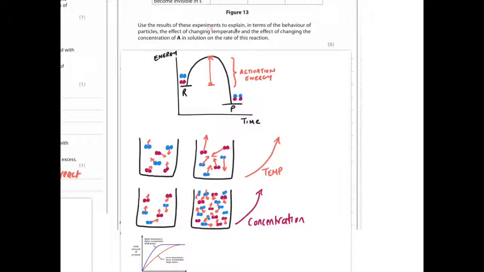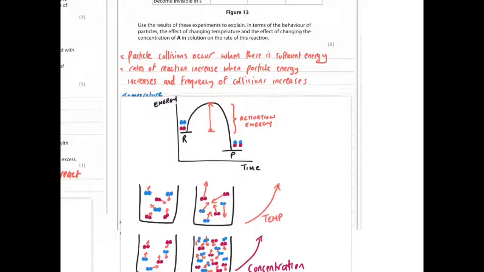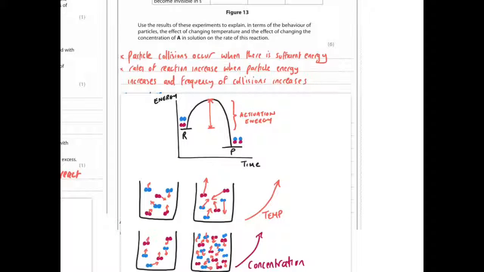So, use the results of the experiments to explain, in terms of the behaviour of particles, the effect of changing temperature and the effect of changing concentration. Firstly, we have to start by explaining the basis of chemical reactions. Particle collisions occur when there is sufficient energy. So when there's enough energy, particles will collide. Rates of reaction increase when particle energy increases and the frequency of collisions increases. So that's the basis of a chemical reaction, frequency of collisions due to particles having enough energy. If you express that in a fairly clear way, you'll address the first part of the question.